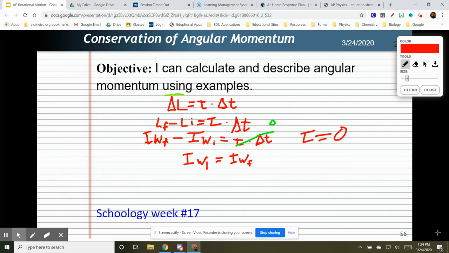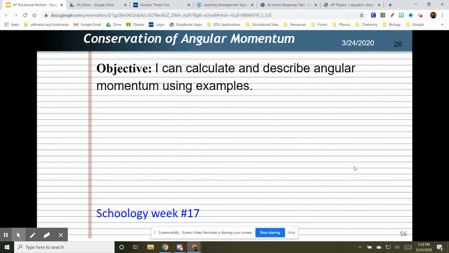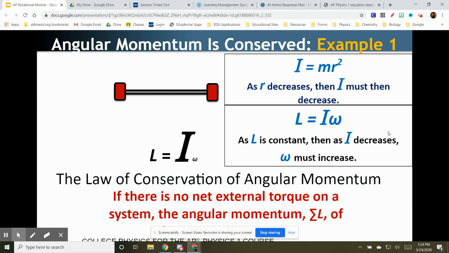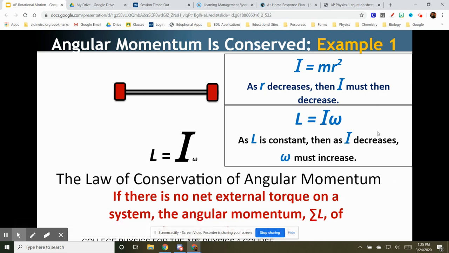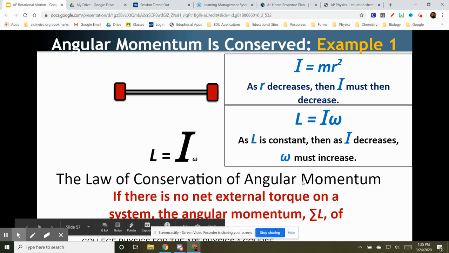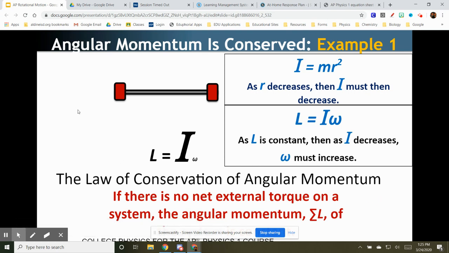So let me show you this in a slide, or in an animation. I'm just going to let you look at it a few times. So we have this relationship here, and it says the law of conservation of angular momentum. If there is no net external torque on a system, the angular momentum, or L, of the system is constant. Okay, so let me let this thing run a little bit.